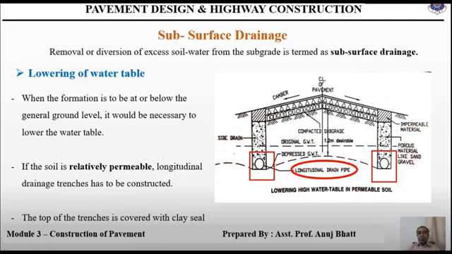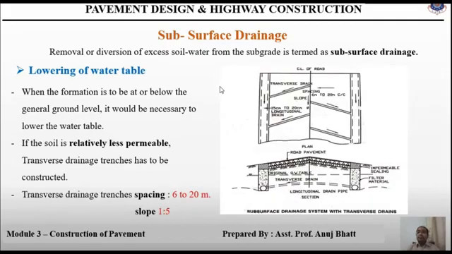Next, if the soil is relatively less permeable, at that moment lowering of the groundwater table may not be adequate at the center of the pavement. Hence, in addition, transverse drains may have to be provided in order to effectively drain off the water and thus lower the water table.